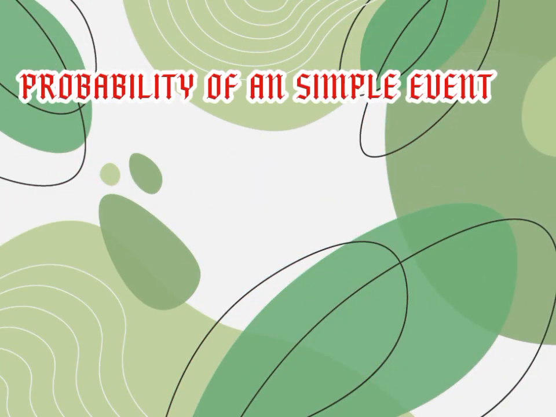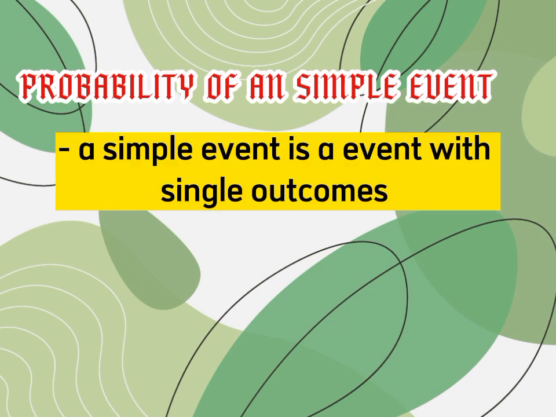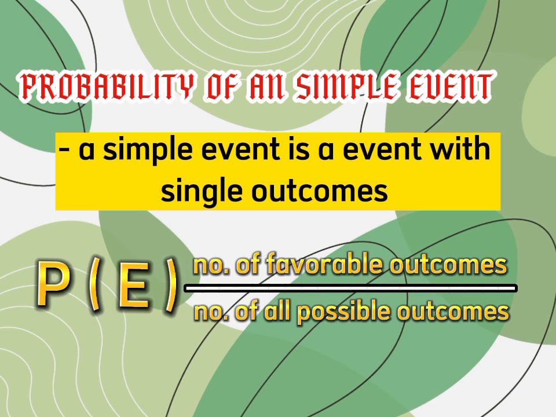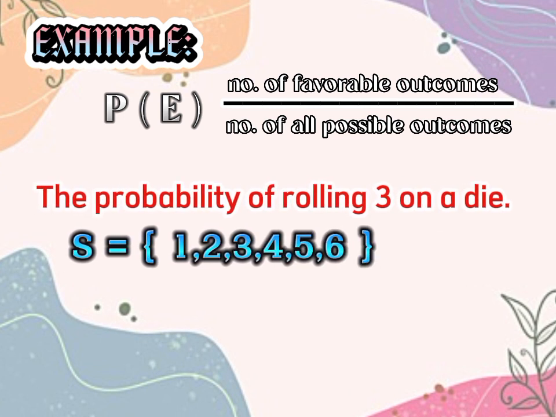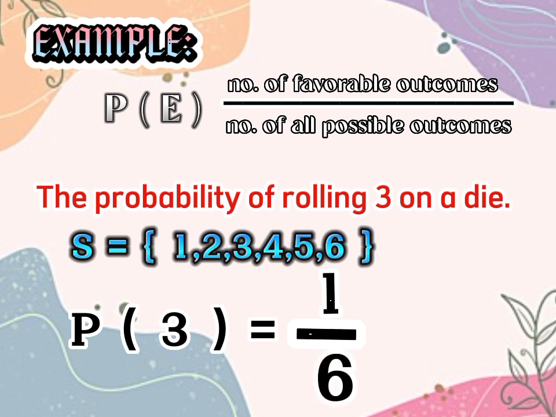Probability of a simple event. A simple event is an event with a single outcome. The probability of an event equals the number of favorable outcomes over the number of all possible outcomes. Example: the probability of rolling a 3 on a die. S is 1, 2, 3, 4, 5, 6. The number of favorable outcomes is 1 and the number of possible outcomes is 6. So the probability of rolling a 3, P(3), equals 1 over 6.